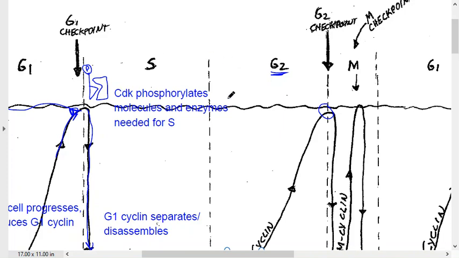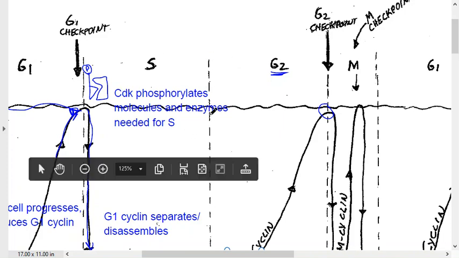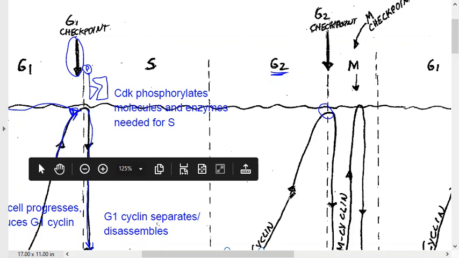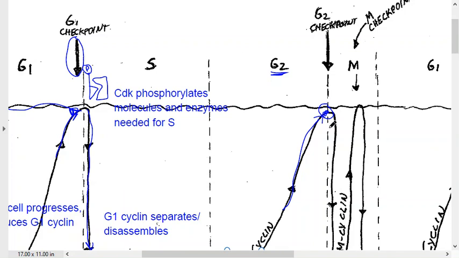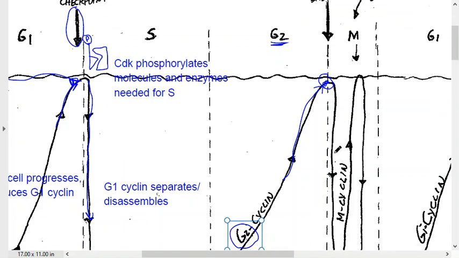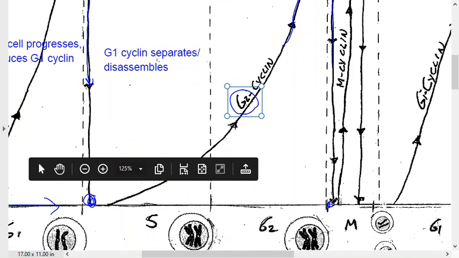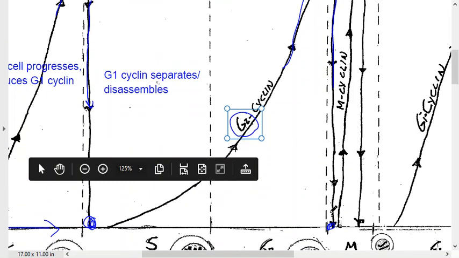I forgot to mention at the start of this that these dashed lines separate the different phases of the cell cycle. And these big fat arrows, these really nice bolded arrows, are pointing out where the checkpoints are, right? So at the G2 checkpoint, we've maxed out our G2 cyclin, and we phosphorylate everything we need for mitosis, and then just like G1 cyclin disassembles, so does G2 cyclin. So the amount of G2 cyclin plummets. The checkpoint has been passed, and now we can keep going.